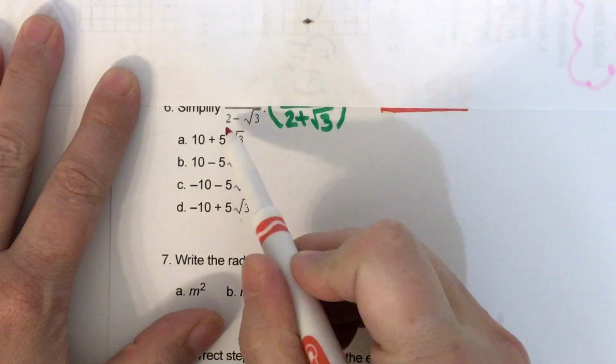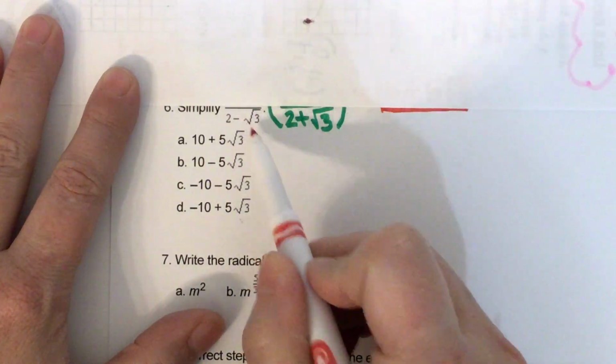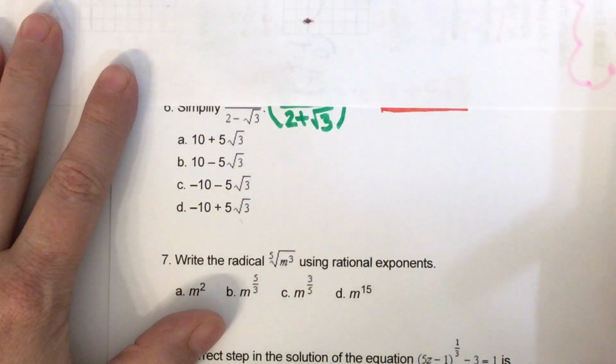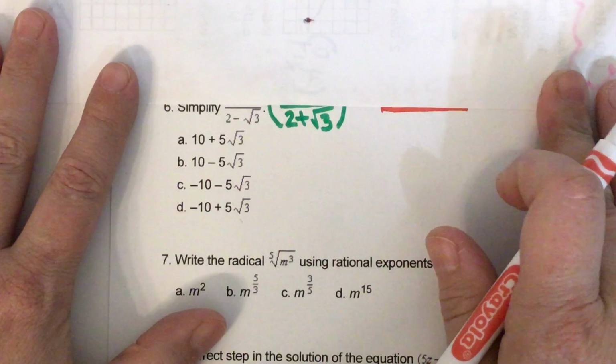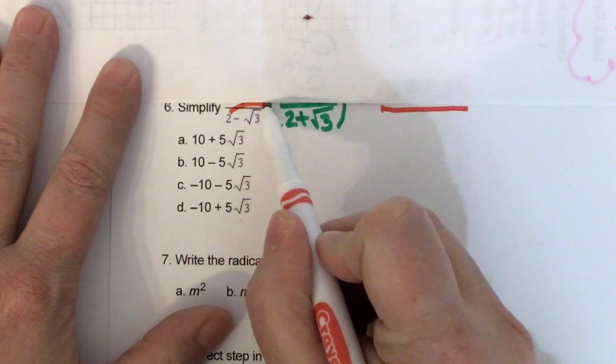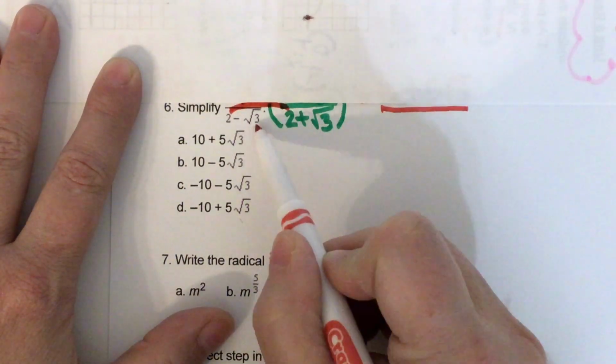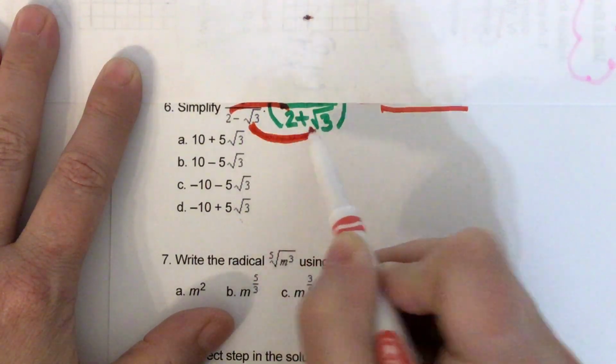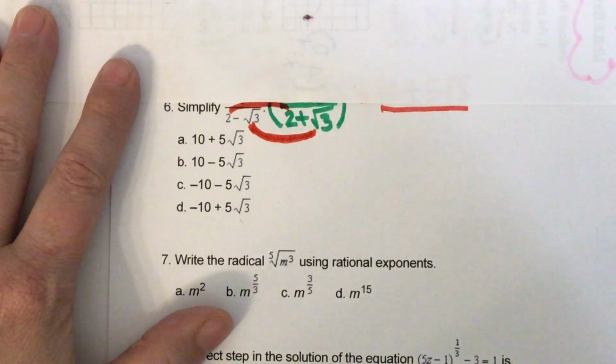Now, I could FOIL these out or double distribute them, however you like to think of it. But because I know they're conjugates, I know that the inside pieces are going to zero out. So I'm not going to multiply everything. I'm going to multiply only the front numbers and only the back numbers, because the other two are going to zero away. That's what's special about conjugates.